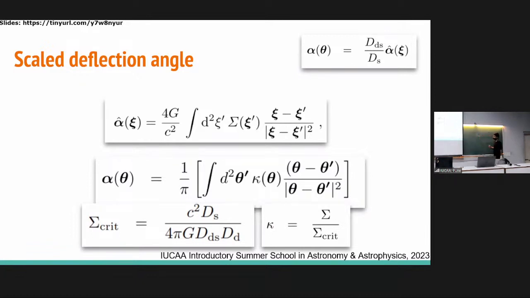So this dds, for flat space, turns out to be chi s minus chi d. This is just the difference of the moving distances. But then I have to account for the fact that there has to be another 1 plus z of the source. So this is what it looks like for flat universes. If you are not in a flat universe, then this turns out to be something like an f of k.